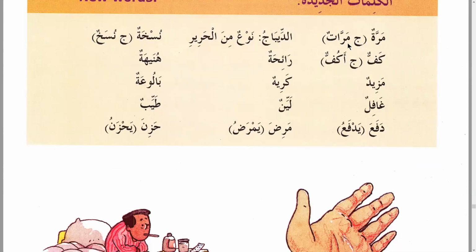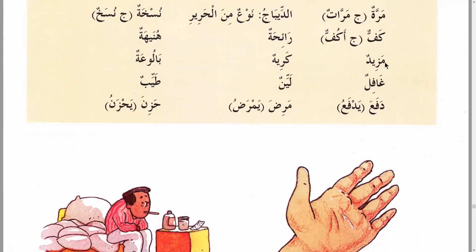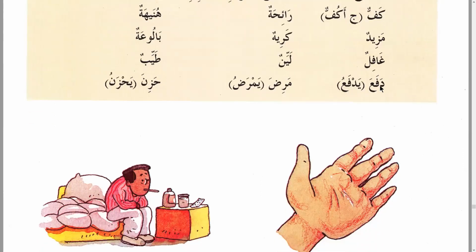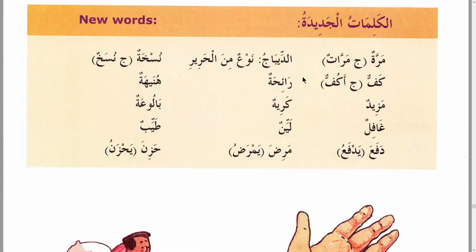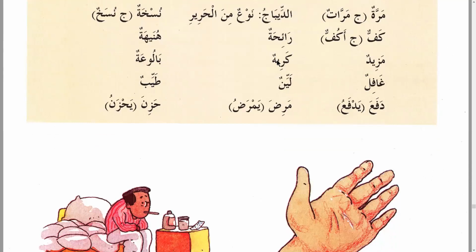Marratun, times. Kafun, akuf, palms. Mazidun is more. Ghafilun, unaware. Dafa yadfa'u, bab fataha, to push. Dafa is also to pay, because you take out the money from your pocket and push it. Paying money. Adibaj, brocade, it's a type. Naw'un is type. Naw'un min al-hadiri, from silk. Ra'ihatun, smell. Karihat, it should be ha. Kariha is dislike, bad smell.